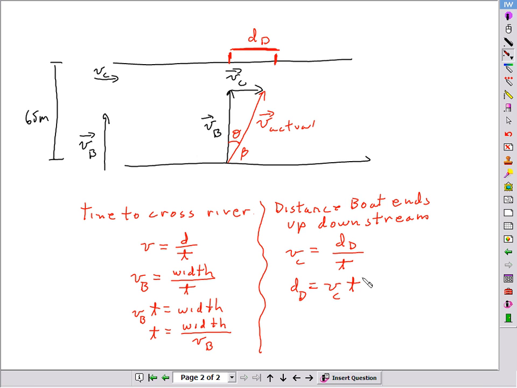Now the time that you're being pushed downstream is also the time that you're going across the river, because you're moving across the river and being pushed downstream simultaneously. Rather like with projectiles, when you're moving horizontally, you're also moving vertically. So this would be the way that you would solve for the time it takes to cross the river over here, and then on this side shows you how to find the distance the boat ends up downstream.